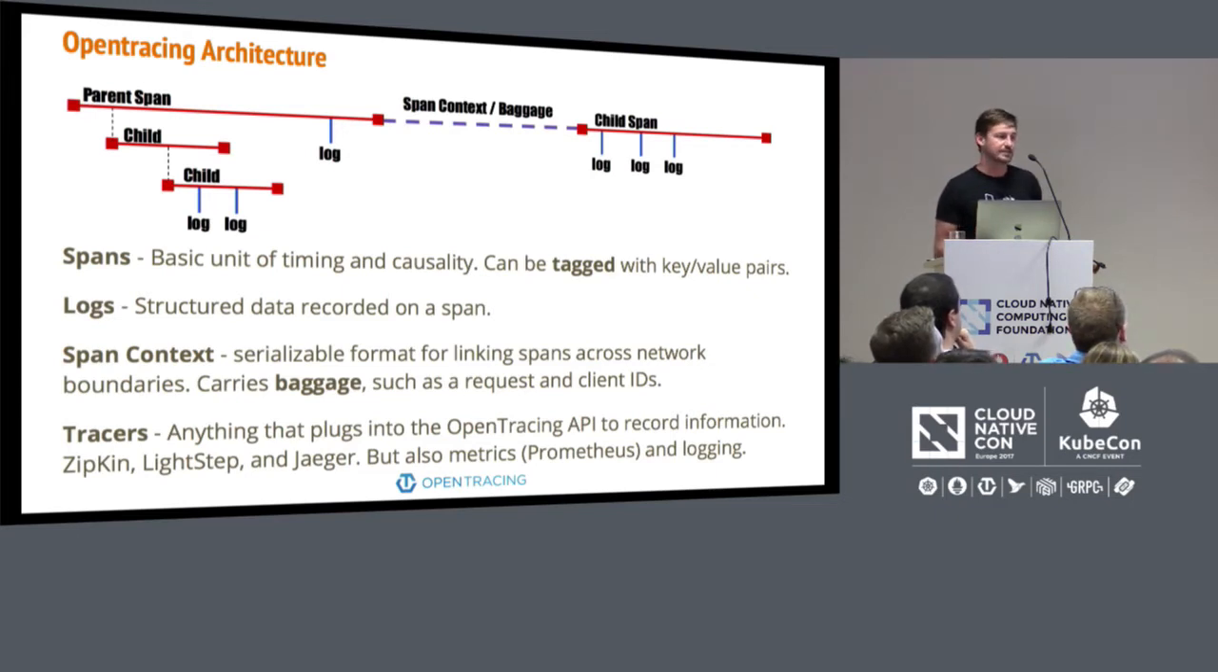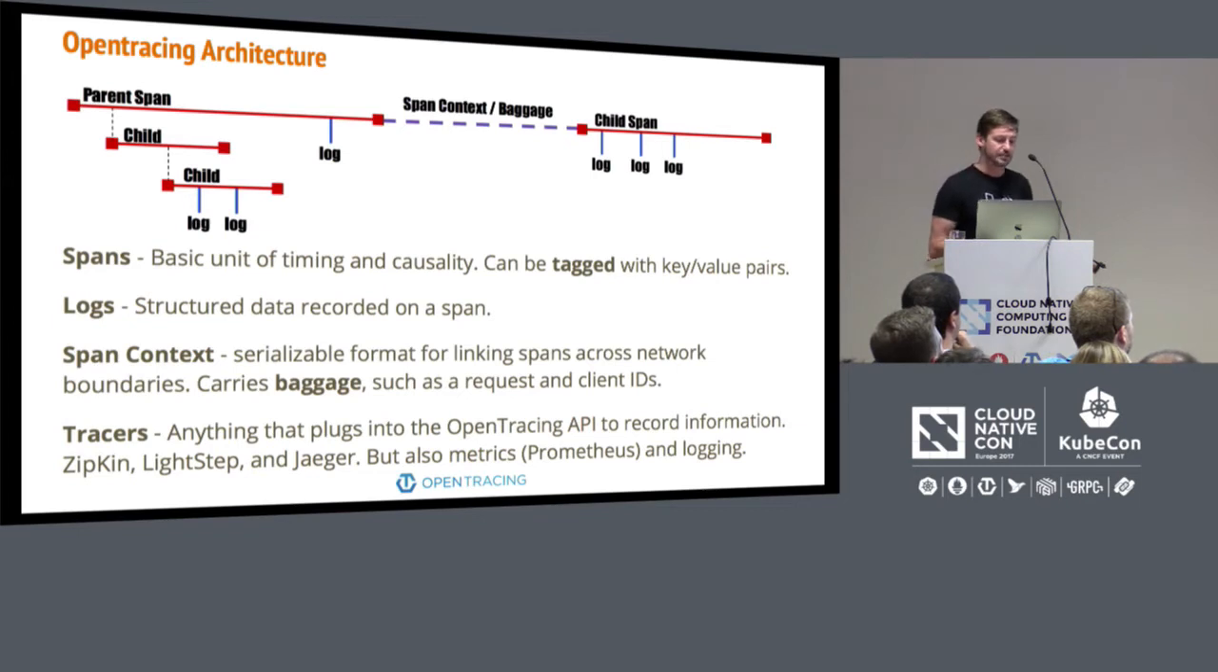And off of the spans, you can start logging. So this is just structured data that you're recording onto the span. When you want to connect systems up over a network, you can serialize the span into what's called a span context and send it as metadata on your RPC call. That span context contains baggage, which is, again, key value pairs that you're propagating in band. So this is things like user IDs, request IDs, information generated from one component that you might want to use later down your stack.